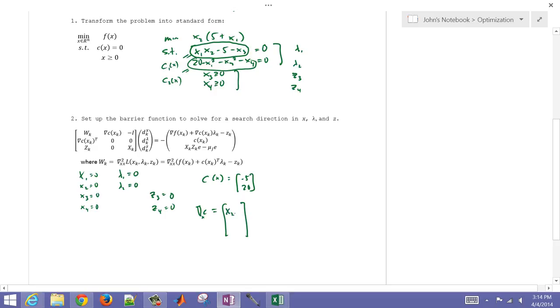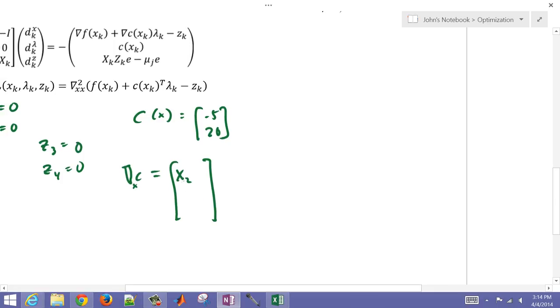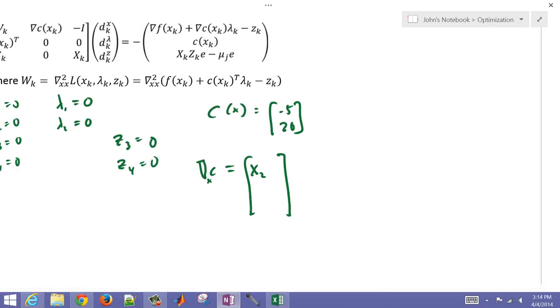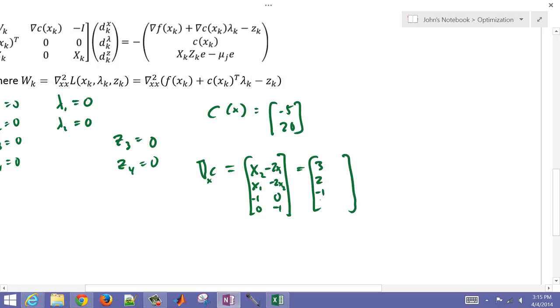So I'm just going to write this out. X2, and then X1. And then negative 1 and 0. And then this one's going to be negative 2x1, negative 2x2, 0, and negative 1. So if I plug in the values for those, that's just going to be 3, 2, negative 1, 0. Oh, sorry, I used my initial guess values here versus zeros. So we have 0, 0, negative 1, 0, and 0, 0, 0, negative 1. Those are with our 0 values.